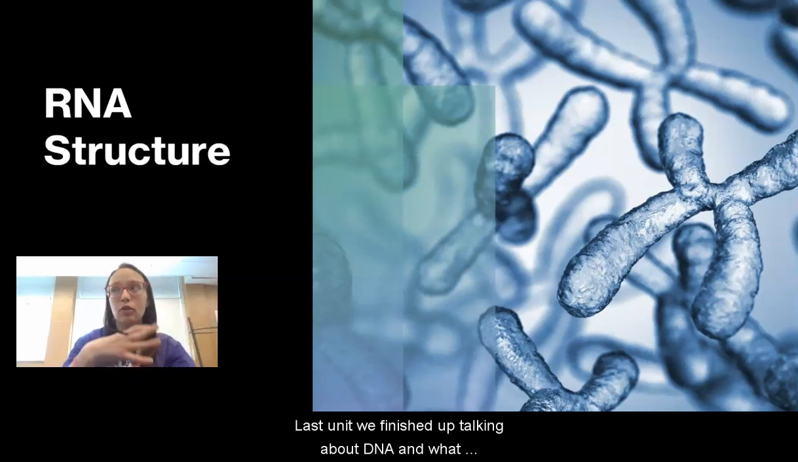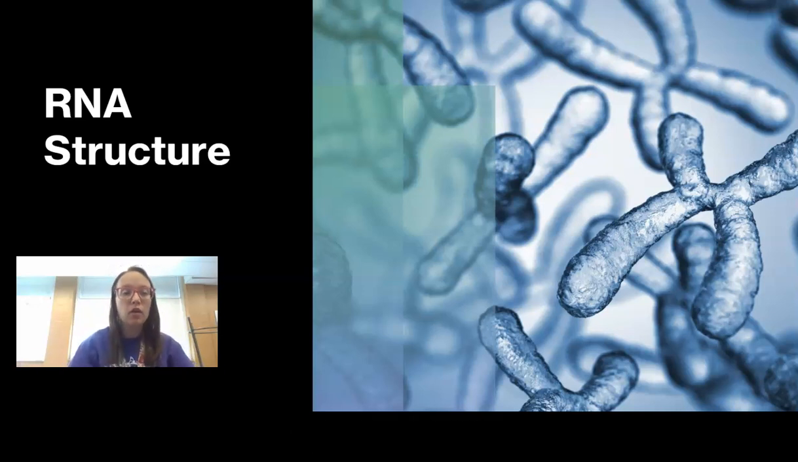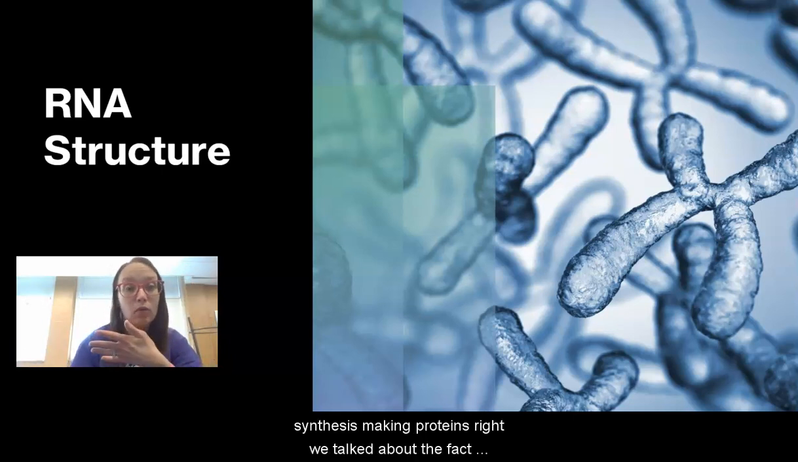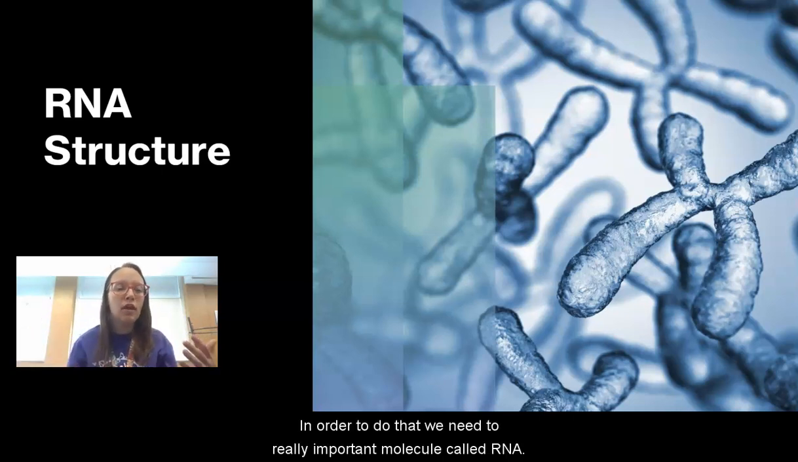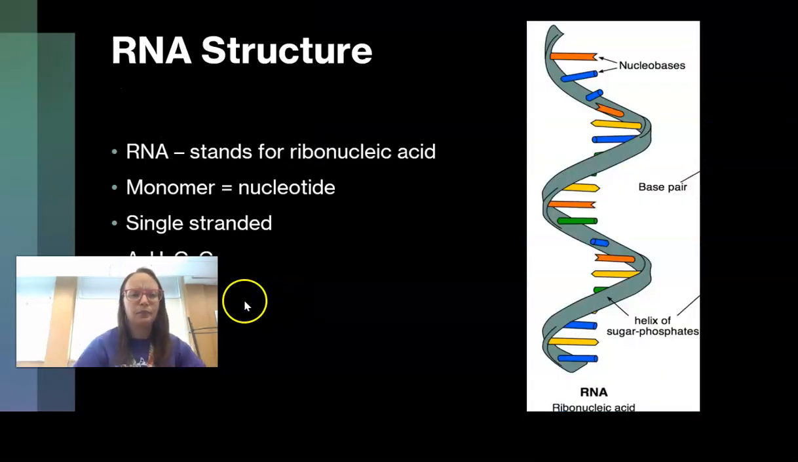Last episode, or last unit, we finished up talking about DNA and what that structure looks like and how we can make a copy. That leads into where we're going next, which is protein synthesis, making proteins, right? We talked about the fact that we use DNA in order to make proteins to give us our traits. In order to do that, we need this really important molecule called RNA. So let's talk about RNA.